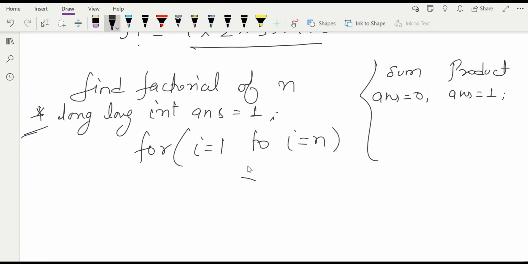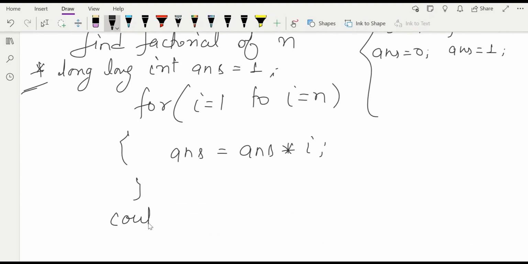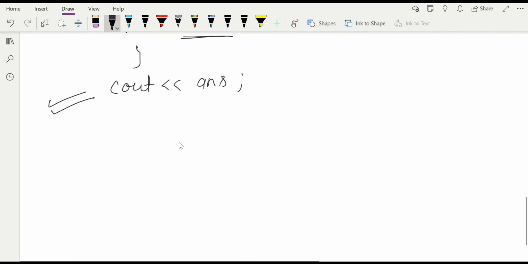Now we have taken the variable and initialized the value 1 to it. Now we simply traverse and multiply. How will we multiply? We can simply write answer is equal to answer into i. That's it. And at last, after the iteration is over, we can simply write cout answer, which is our result, the factorial value of n. Okay, so to understand this part, let's dry run this piece of code for n is equal to 5.